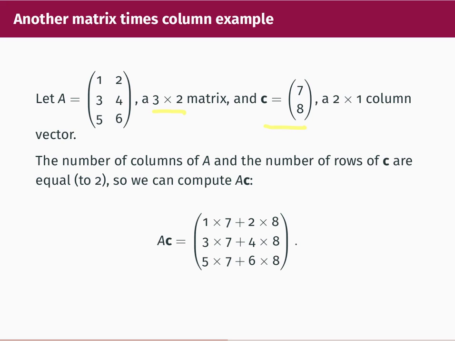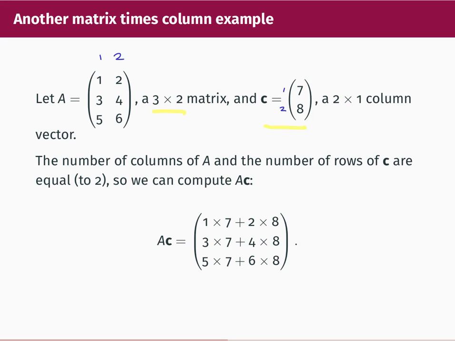It's got 2 columns, let's say column 1 and column 2, and that equals the number of rows in C. C's got 2 rows, row 1 and row 2. So we are allowed to multiply A by C according to our definition. The number of columns in A is equal to the number of rows in C, so we're allowed to multiply them.